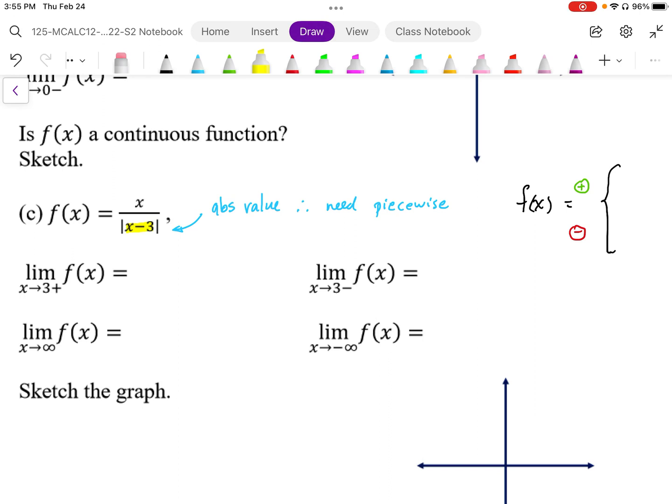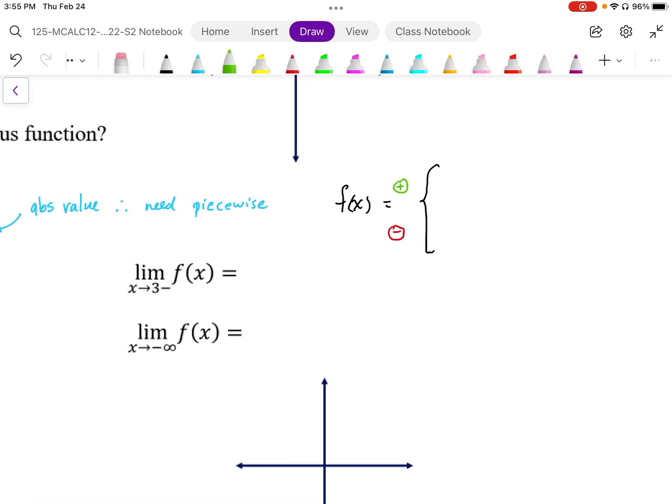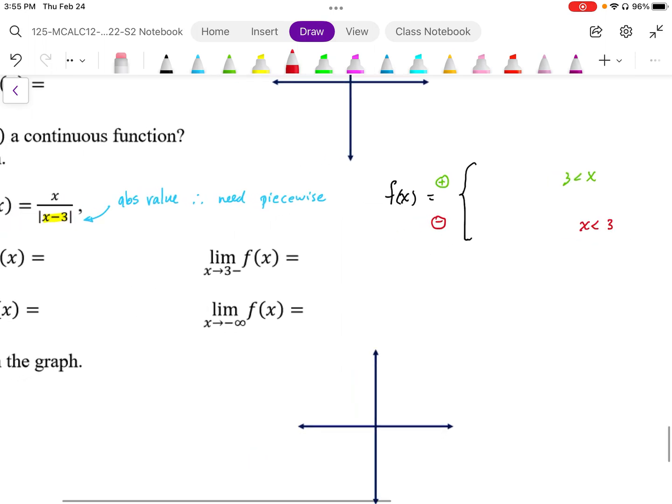And that's going to be based on when the inside of the absolute value is equal to 0. So at x equals 3, we have our boundary. And our positive version is going to be based on x greater than 3. It can't be equal to 3 because we're dividing by 0 there. And then for the negative, it's going to be when x is less than 3. And it is discontinuous at x equals 3 because we're going to divide by 0.